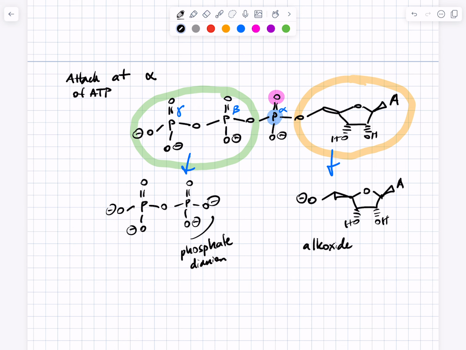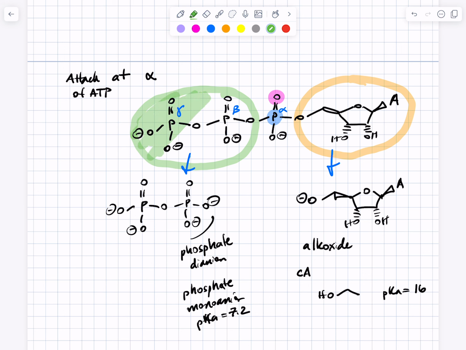To rank their leaving group abilities, if you're getting the intuition, you already know which one it is, that's fine. If not, the conjugate acid of an alkoxide is an alcohol with a pKa of what? 16. The conjugate acid of a phosphate dianion is a phosphate monoanion, which has a pKa of 7.2. The better leaving group is the conjugate base of the stronger acid. So yeah, the better leaving group is going to be the one that leaves.